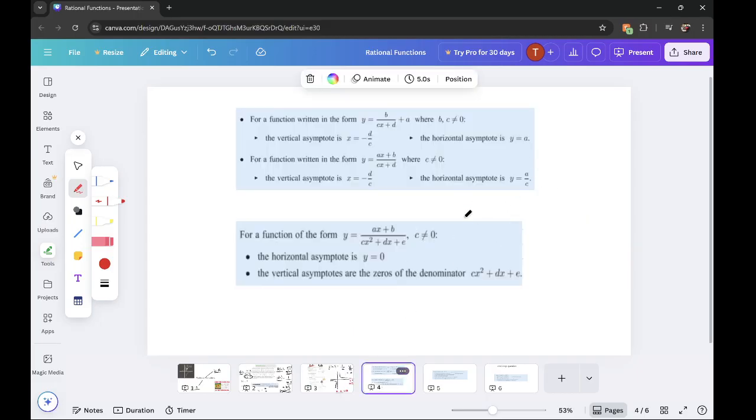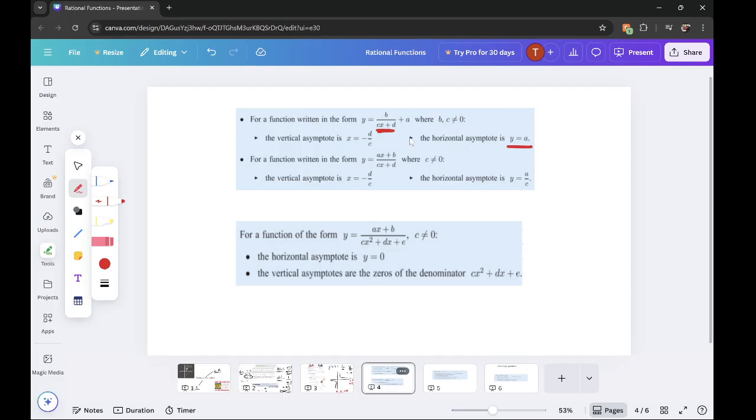So these are some rules that you need to memorize. I want you to pause the video and just look over this real quick. So it's really basic, especially this one. So for a function written in the form of y is equal to b over cx plus d, plus a, yes, this is very important. The vertical asymptote is x is equal to minus d over c, because you will get 0 at the denominator, making it undefined. The same thing that I've explained before. And the horizontal asymptote is y is equal to a.